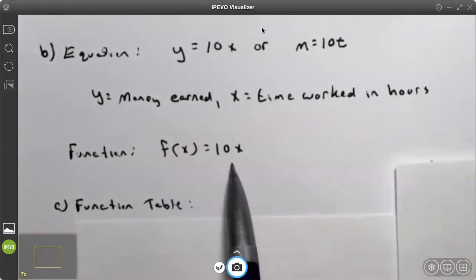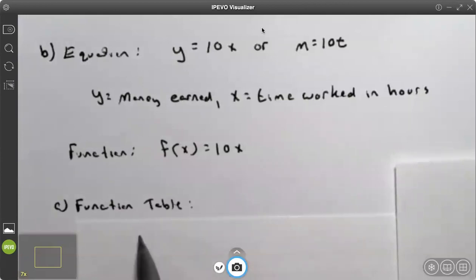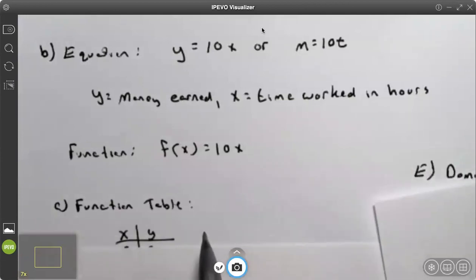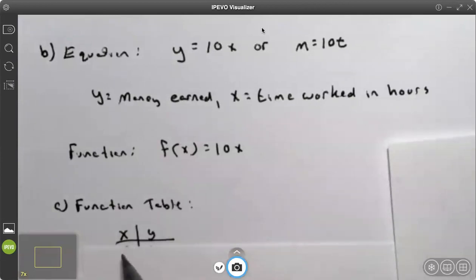But let's look at this. Let's make a function table. Make a table of values. Have an x column, a y column, plug in some numbers for x, get some numbers for y, and have your little function table.